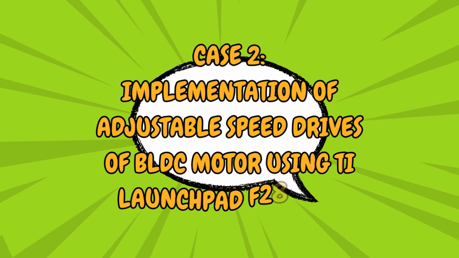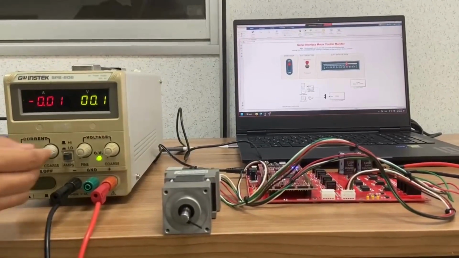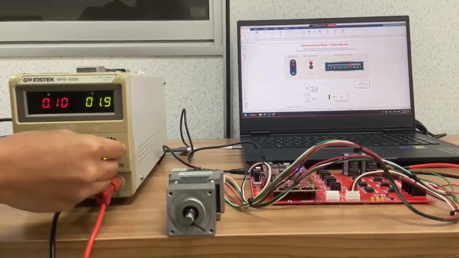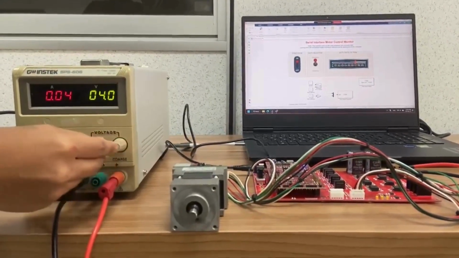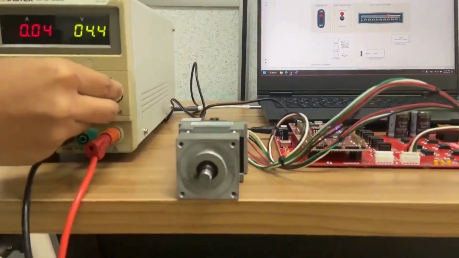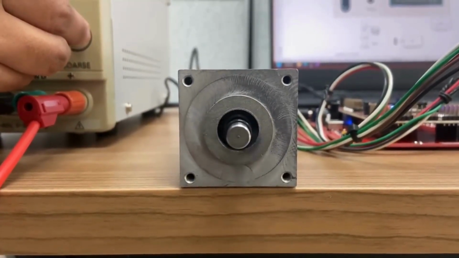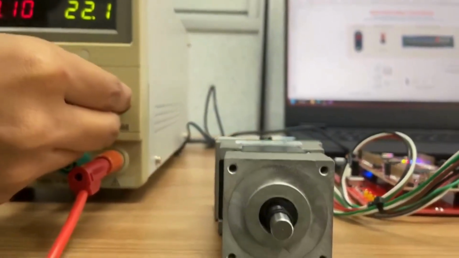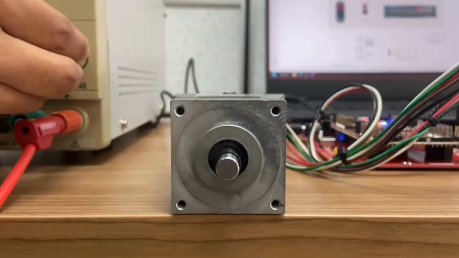Next, for case 2, which is the implementation of adjustable speed drive of BLDC motor using TI Launchpad. Firstly, by adjusting the voltage knob at the power supply, the voltage value is varied from 0 to a maximum of 22 volt to make the motor start its rotation. From that, we can hear the different speed sounds when we increase or decrease the voltage.